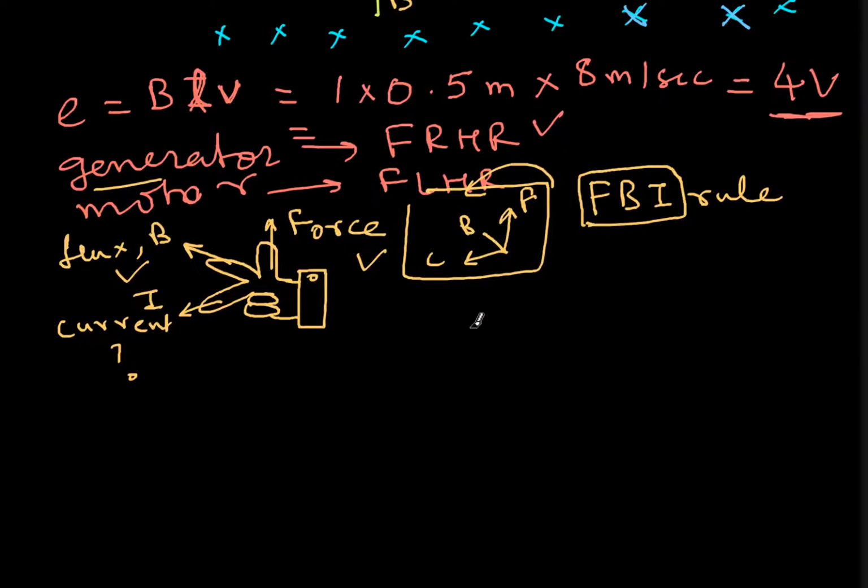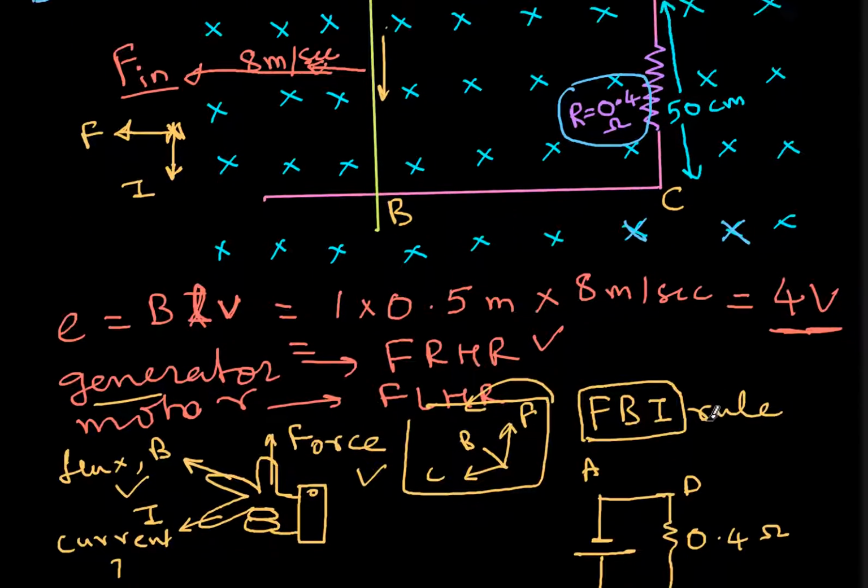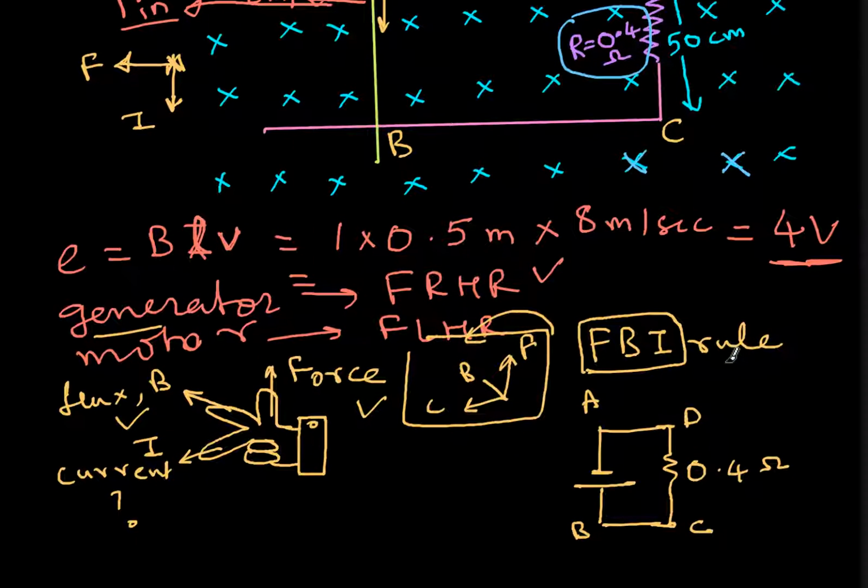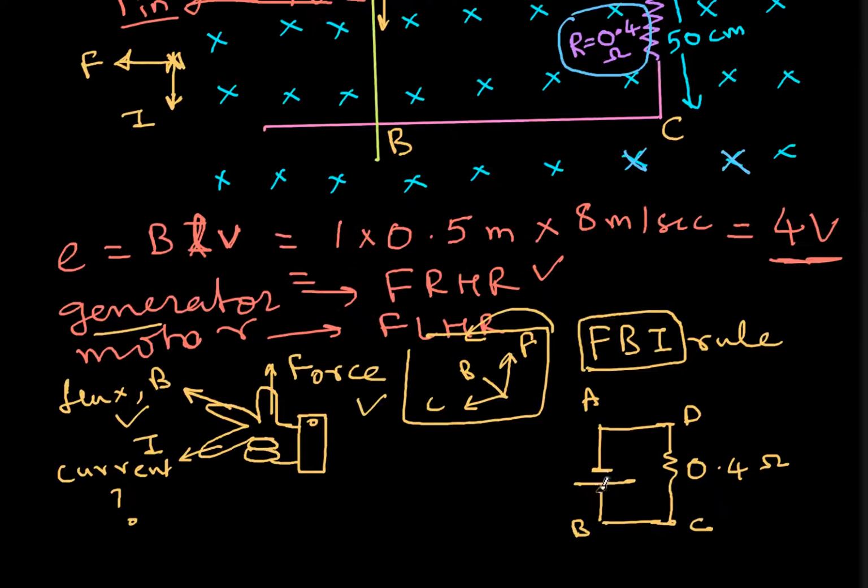The equivalent circuit will be something like this: the negative will be on top, the positive will be down, and this is my A, and then this is B, and this is my 0.4 ohm resistance, this is D, and this is C, just as per the diagram above. Why I put the positive terminal downwards is because the current should be leaving this positive terminal. So that is the direction I am keeping.